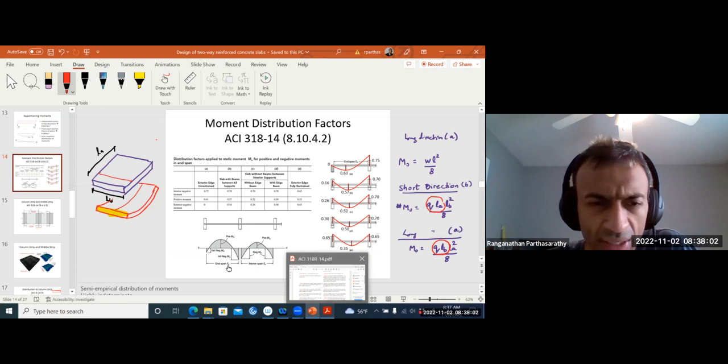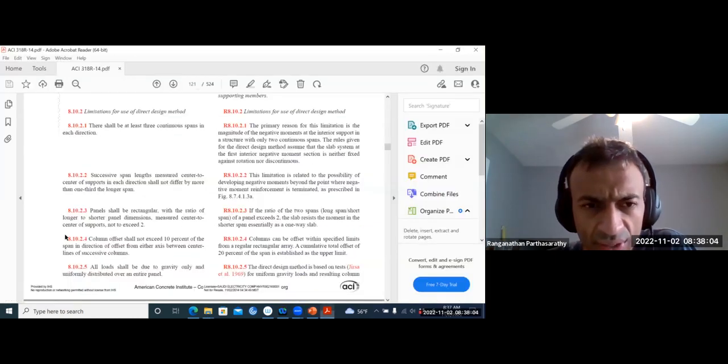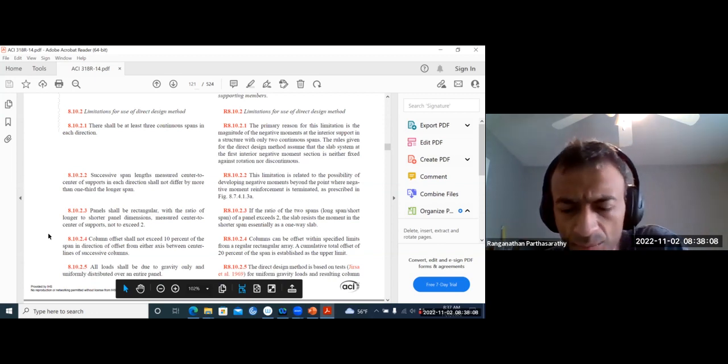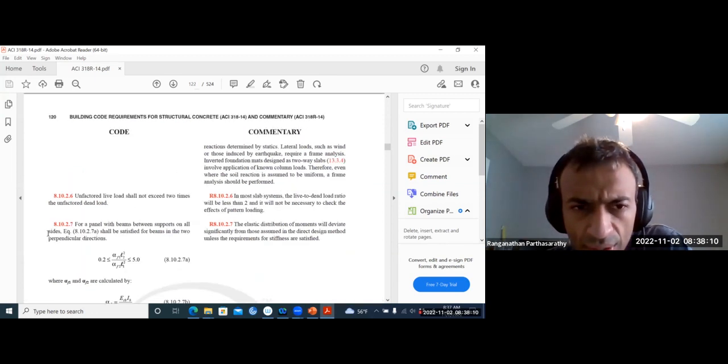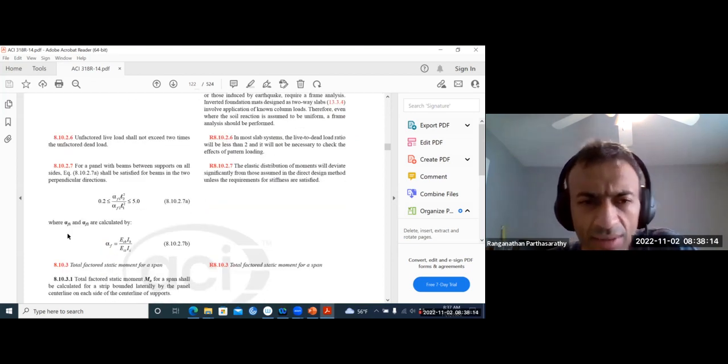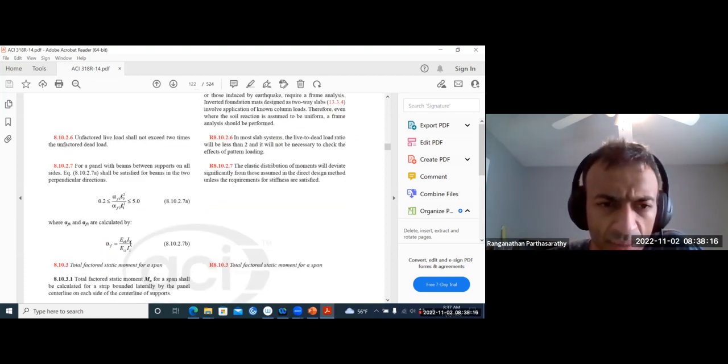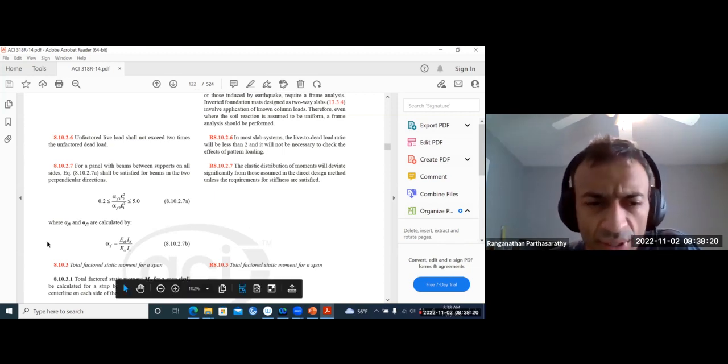Do you think that is clear? See, alpha F is your beam stiffness IB by IS, right? I think I had a figure somewhere. Let me see, where is IB, where is IS?